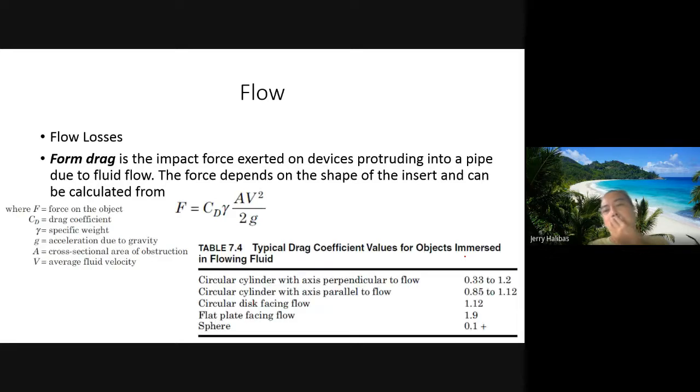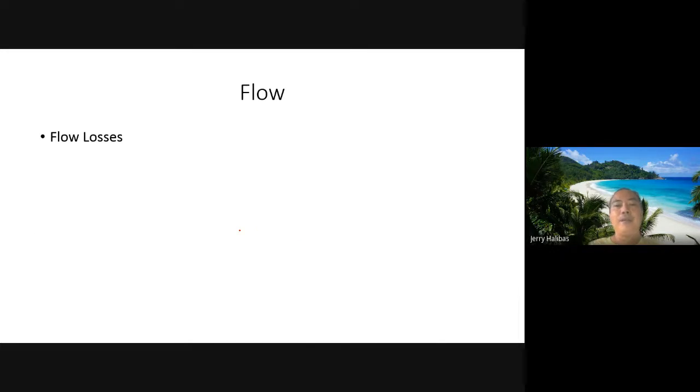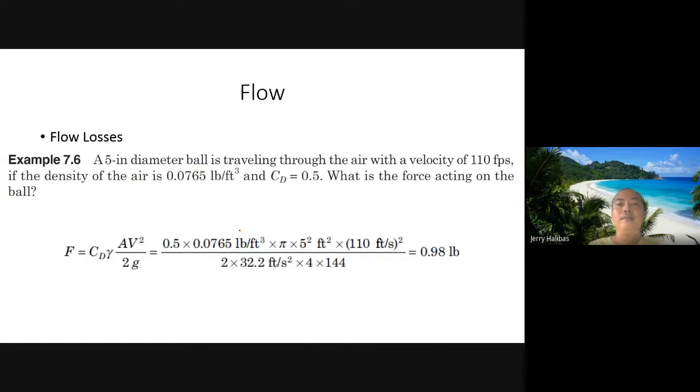Okay, something called form drag. You may not be familiar with form drag. Form drag is the impact force exerted on a device protruding in a pipe due to the fluid flow. The force depends on the shape. Anyway, just take note of it. That is the empirical formula for the losses. Okay, so just substitute, guys.